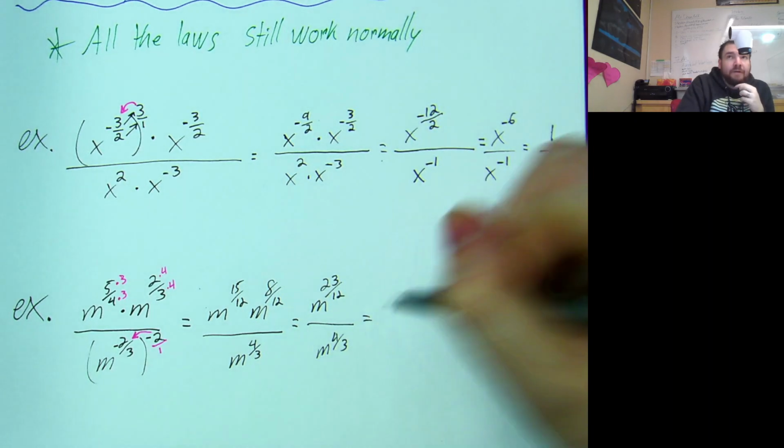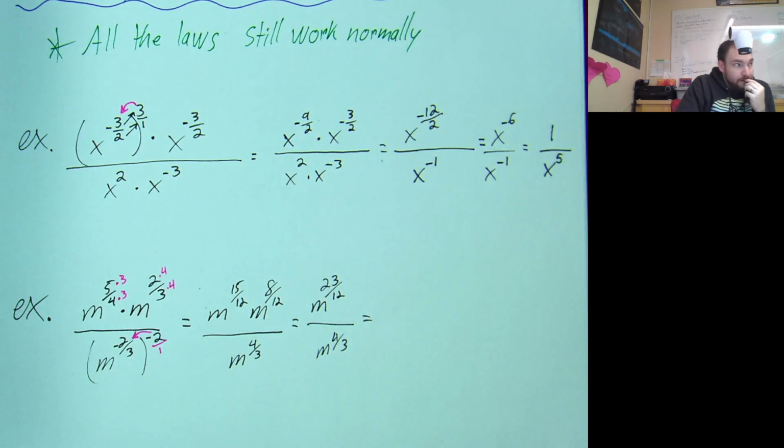What's my next step here? Harwin, you have a question? For 4 over 3, to subtract something... We're subtracting now. Why are we subtracting? Because it's division, so I need a common denominator here. The common denominator of 12 and 3 is? It's 12.